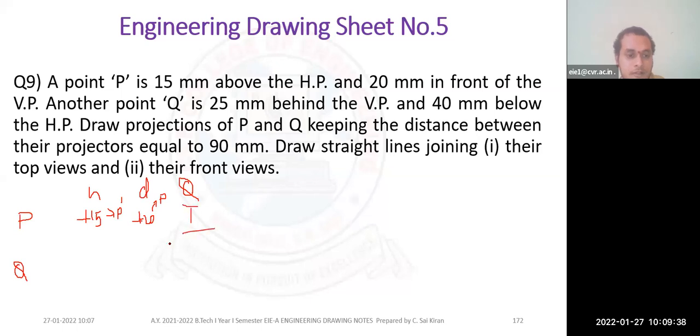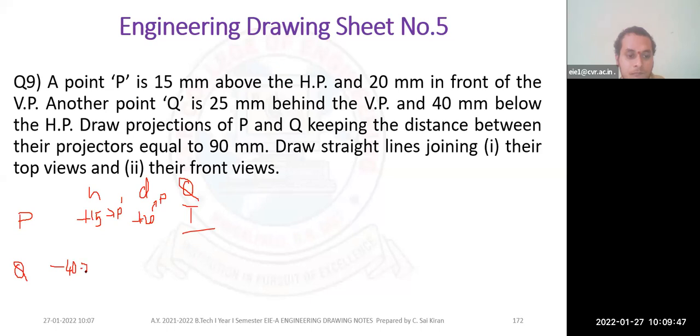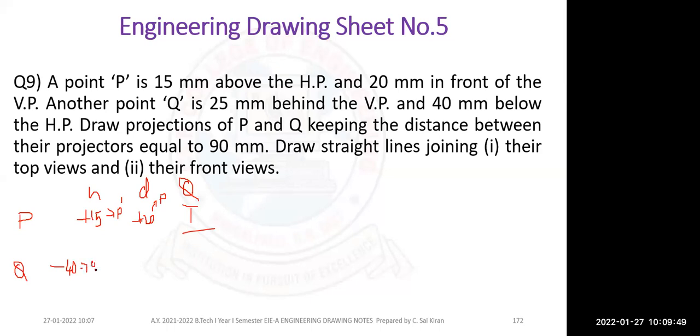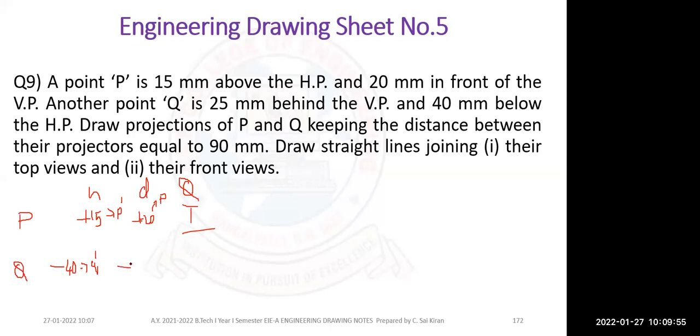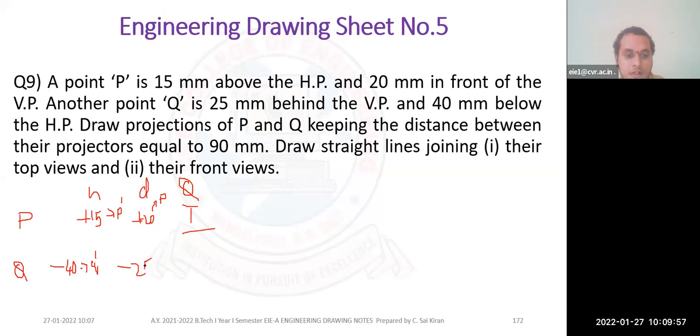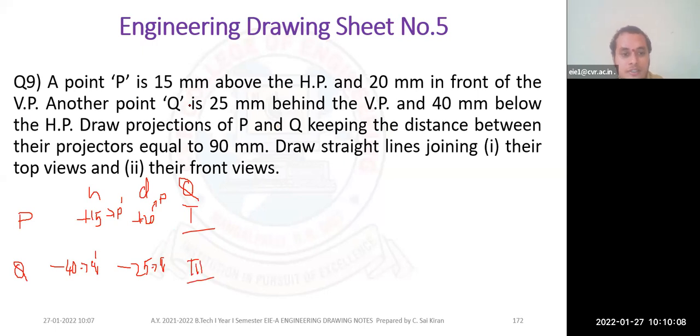For Q, what is the H value? Minus 40. What is the letter I have to write? Small letter q dash. For Q, what is the value of D? Minus 25. What is the letter I have to write? Small letter q. Which quadrant? Third quadrant.